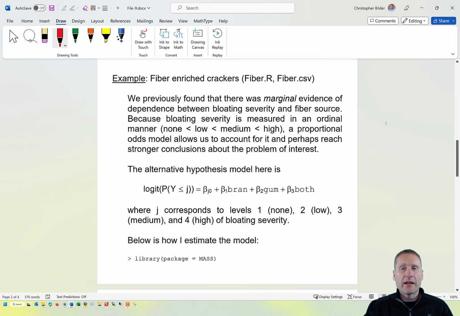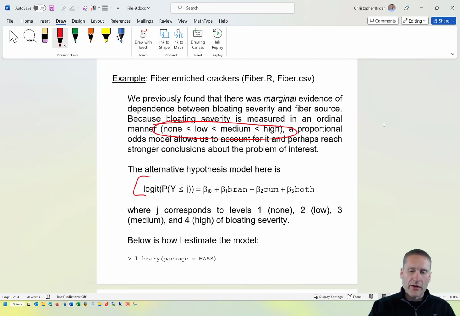Okay, so let's go back to the fiber example. What we have here again is a column variable that corresponds to bloating severity. It is actually ordinal. Back before, we had not taken that into account. Now we will. Our explanatory variable, or the row variable for our data set, corresponds to the type of cracker that's being used in terms of the fiber that's put into it.